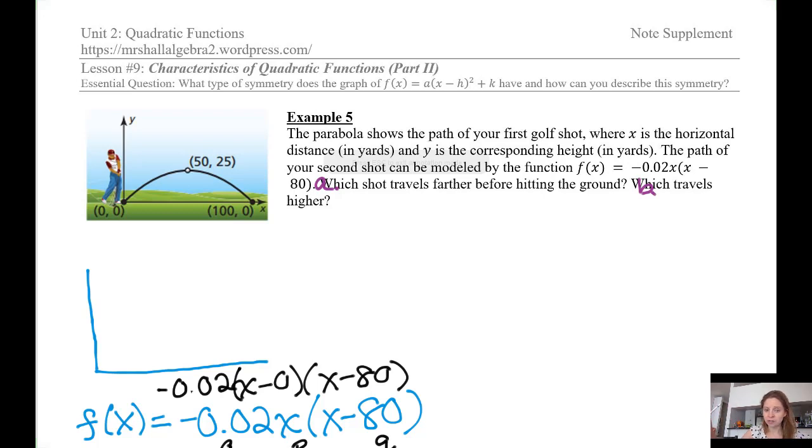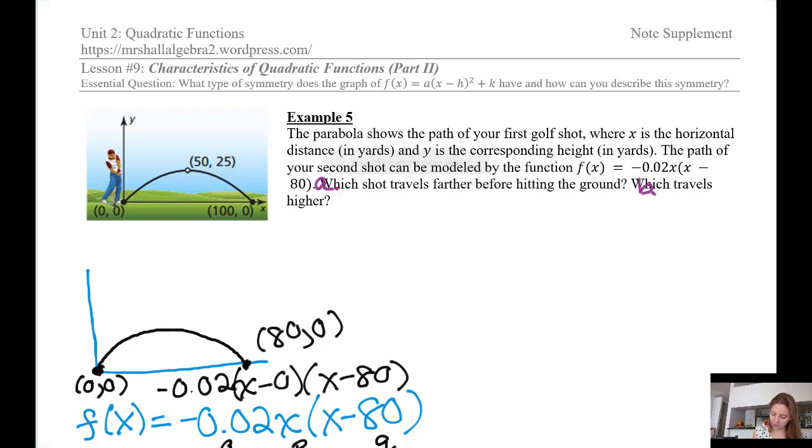That p and q value, right, are the x-intercepts. So p of 0 means we have here at (0, 0) one x-intercept. That makes sense. The golf ball starts on the ground and we hit it. And (80, 0), where 80 is the distance in yards that the golf ball travels. So I'll sketch that. And that's enough information to answer A, which shot travels further before hitting the ground.